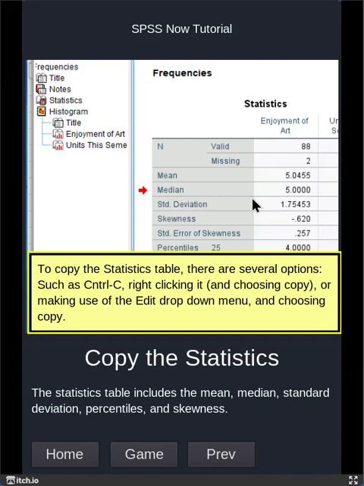In this case, we're working with Google Docs. To copy it on a Windows device, it'd be Control-C. On a Mac, it'd be Command-C. Or we could right-click it and choose Copy. Or we could go to the Edit drop-down menu and choose Copy. So lots of ways to do that.